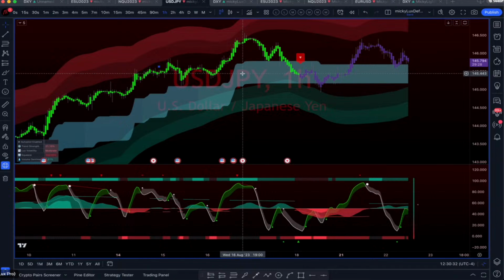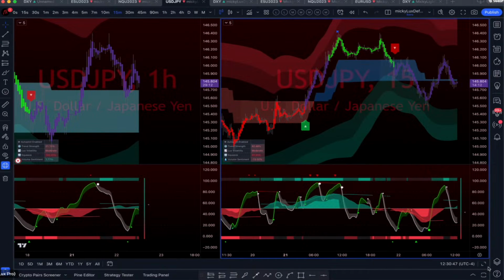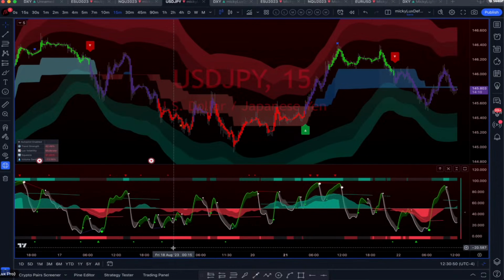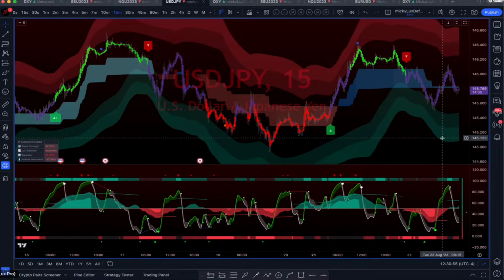So what I would do is bring down my time frame to a lower time frame, an entry time frame where I could manage my trade accordingly. Let's flip it to the 15 minute Japanese yen. All right, there you go. Here is my entry. The dollar index was bullish. The 1 hour USD JPY was bullish. It was all bullish. Bullish Neo Cloud.